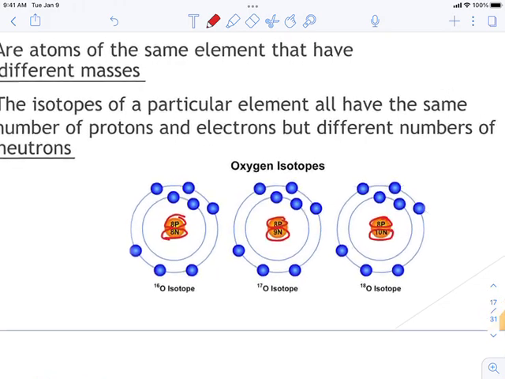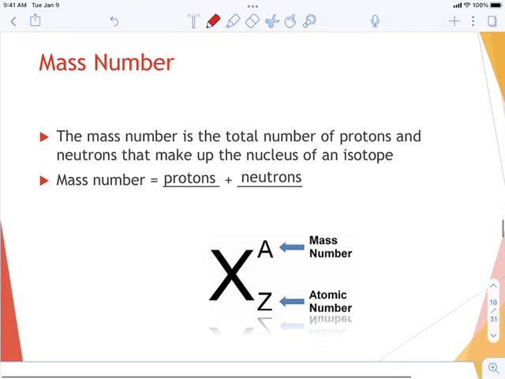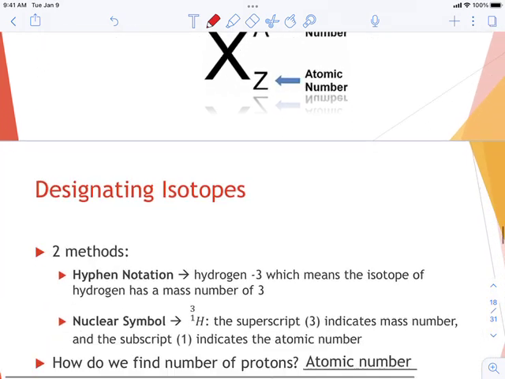Now, how do we determine how many neutrons an isotope would have? We use something called the mass number. The mass number is the sum of the protons and the neutrons. That's what the mass number is. There are 2 different ways that we can illustrate or write isotopes, and we'll see that on the next slide.